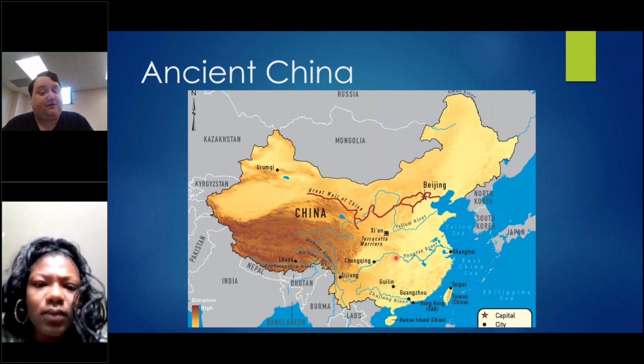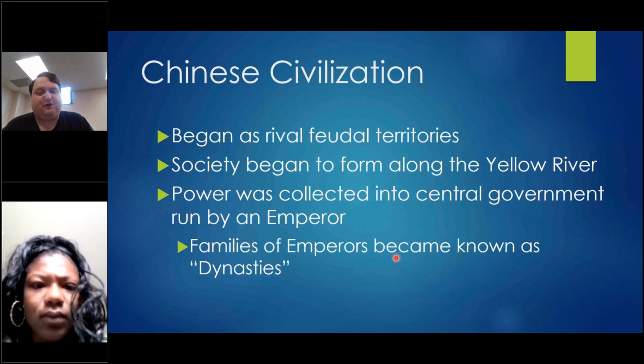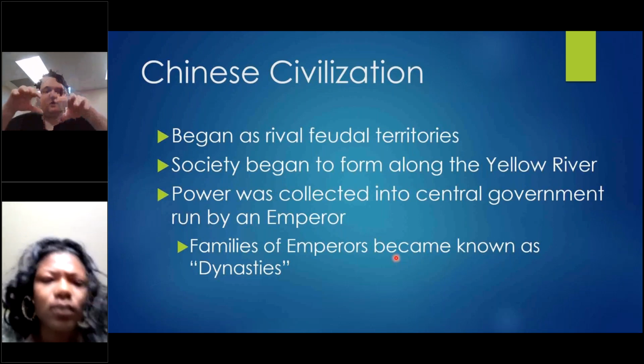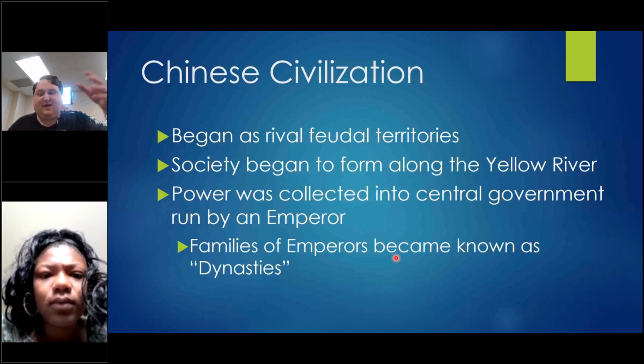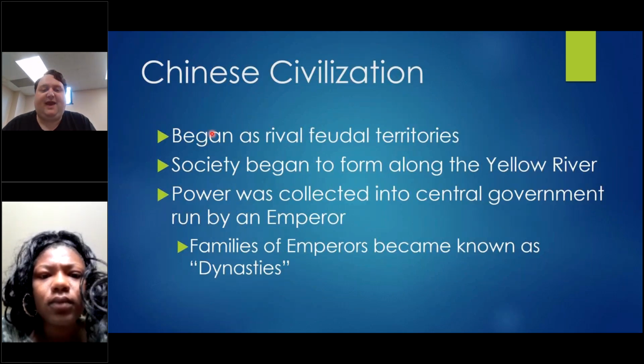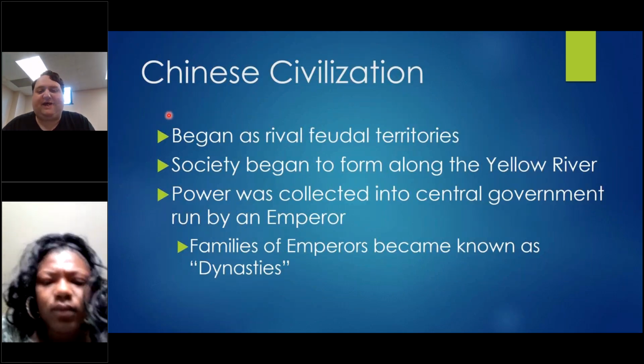China began similar to how Europe did, with a lot of those feudal territories, where you had someone who controlled a lot of land, and the people that lived there paid that person to protect them, and that person had laws and rules. And a lot of this society began to form along something called the Yellow River. I'm going to point back to it right here.